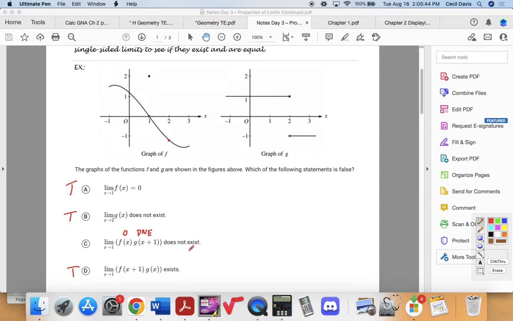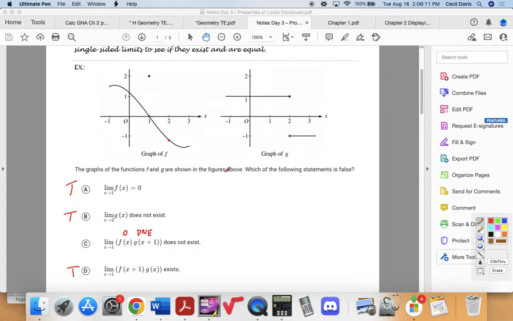This one must be false. And you're like, well, wait a minute. How can that one be false? Because you can't multiply 0 times does not exist. Because does not exist is not a number. So here's what we're going to do. You're like, well, what can I do with this? Remember, a limit will exist if its left-hand limit and its right-hand limit agree with one another.